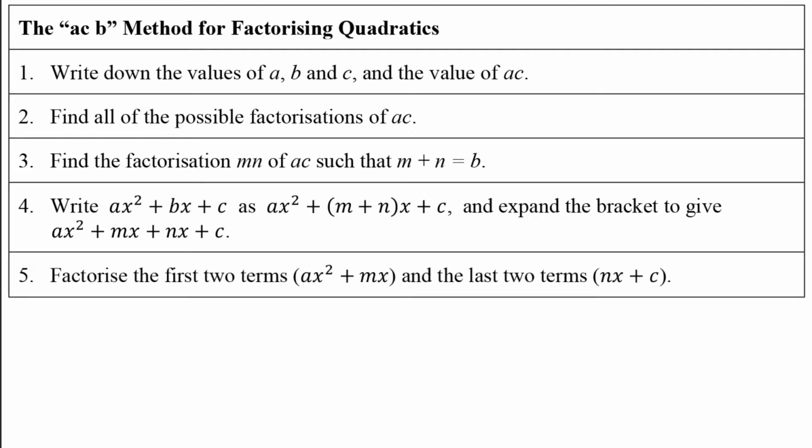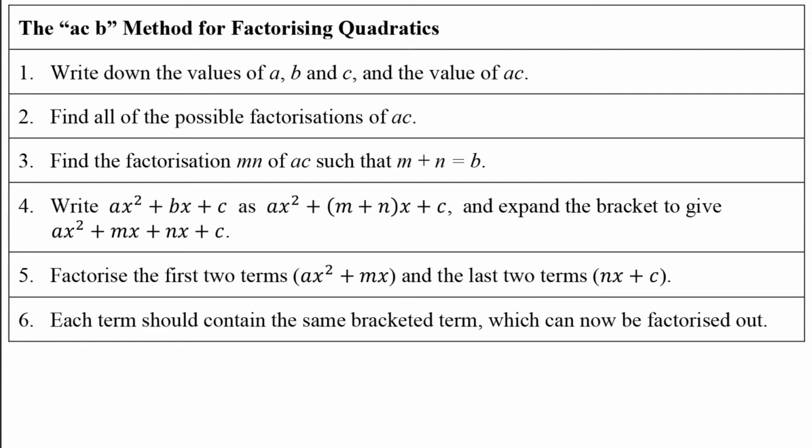We factorise the first two terms, the ax squared plus mx, and the last two terms, the nx plus c. Once we've done that, each term should contain the same bracketed term, which can now be factorised out. Now that is a long and complicated method if we don't hang it on an example. Let's run our previous example through this method and see that actually it's not so complicated.